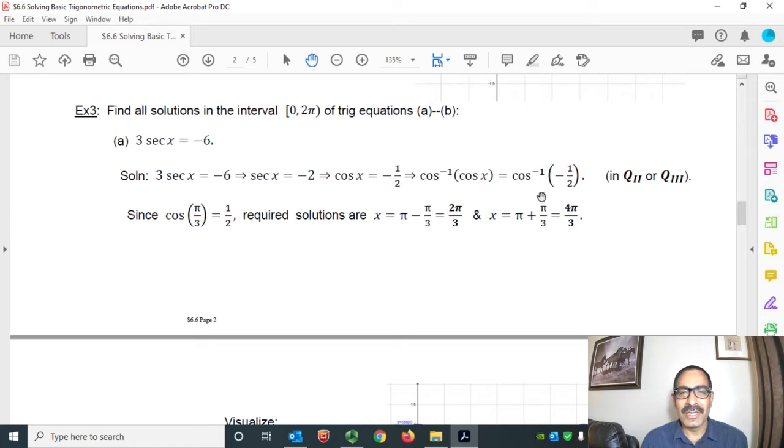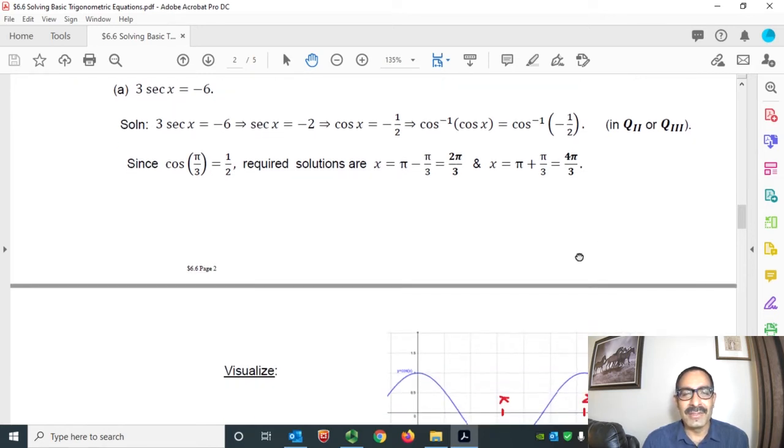But cosine inverse range is 0 to pi, so I need to pick an angle in the second quadrant. So hence x equals pi minus pi/3. Since cosine pi/3 is 1/2, the angle is 2 pi/3. And the angle in the third quadrant is x equals pi plus pi/3, which is 4 pi/3. I hope this idea makes sense to you.